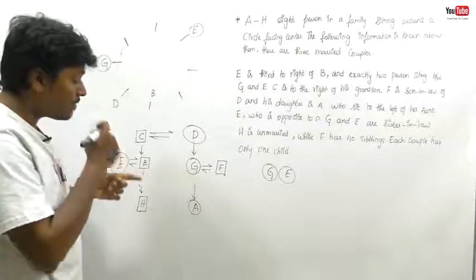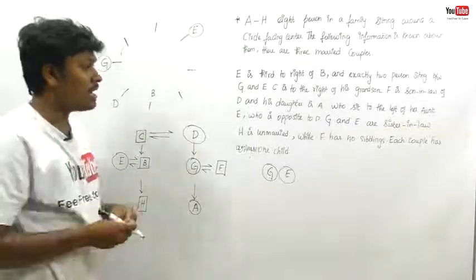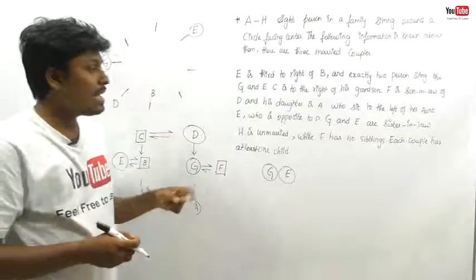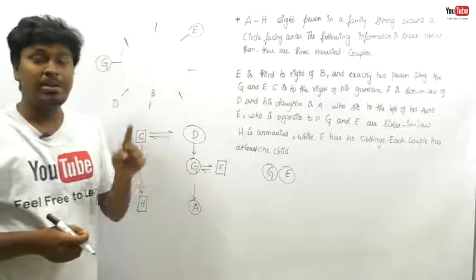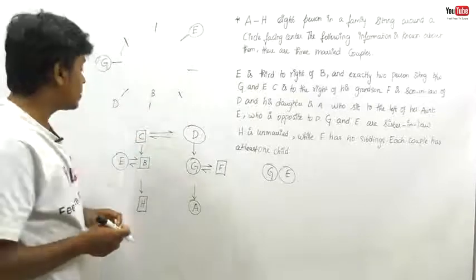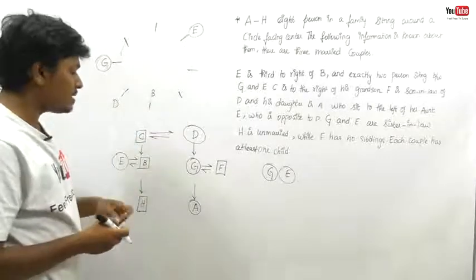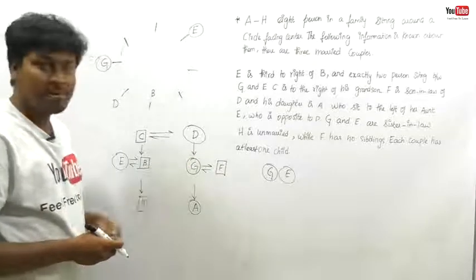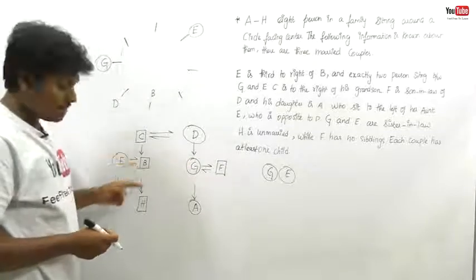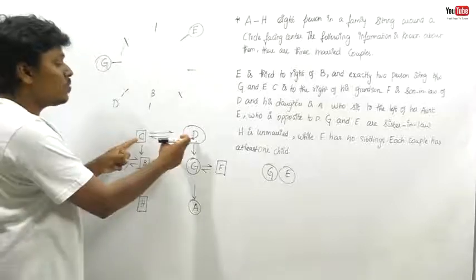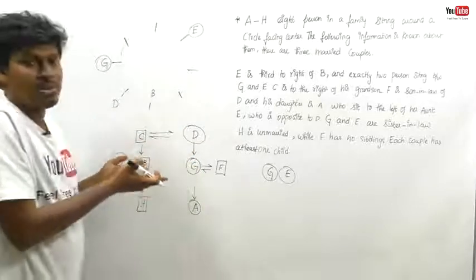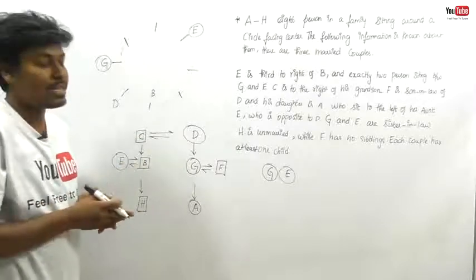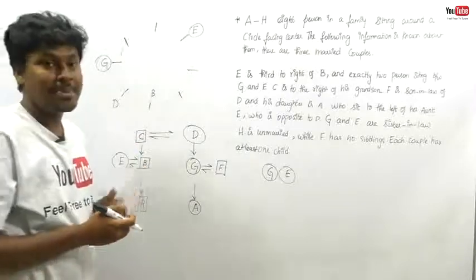So finally we have concluded this arrangement, friends, and we have still a last line. Each couple has at least one child. They have said that each couple should have at least one child, right? So each couple has a minimum of one child: this is one couple having a minimum of one child, this is another couple, and these two are another couple, though they are having two. We don't bother about that. They have said that a minimum of one child should be there. Okay, so finally we have completed this arrangement.